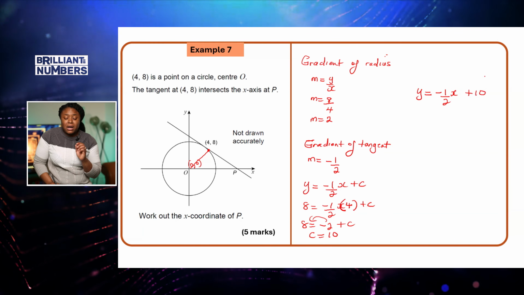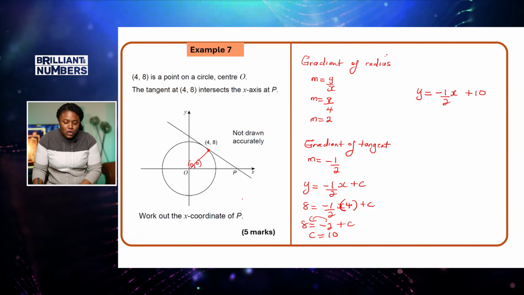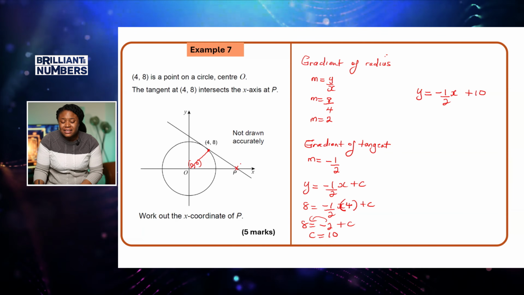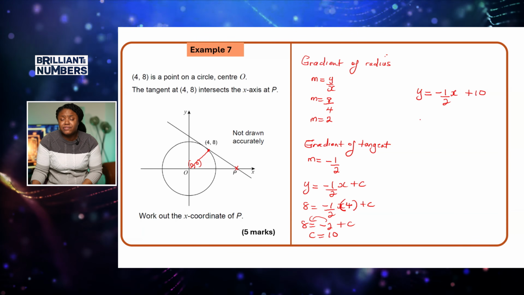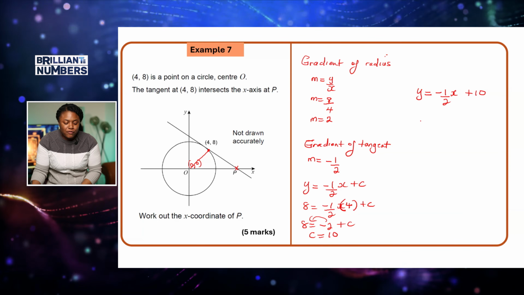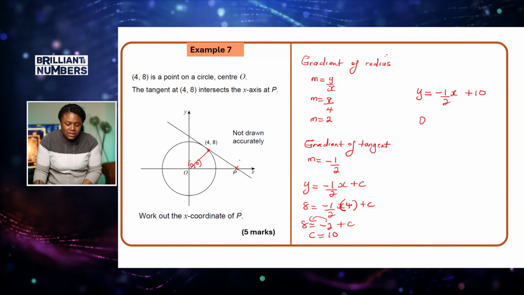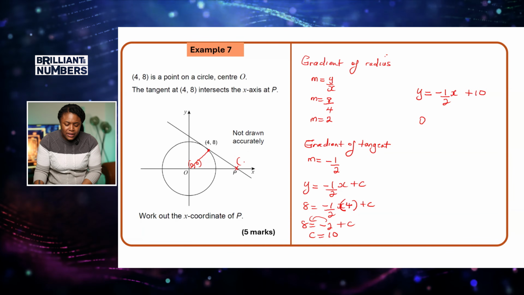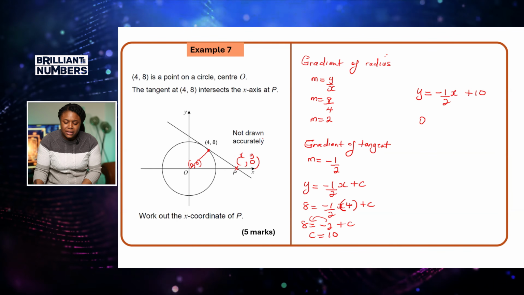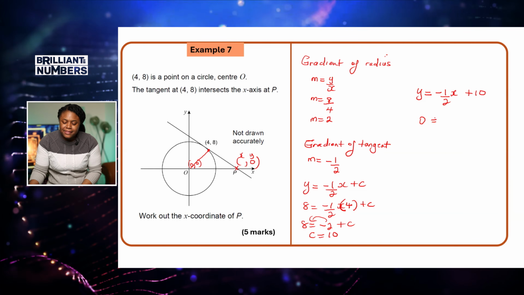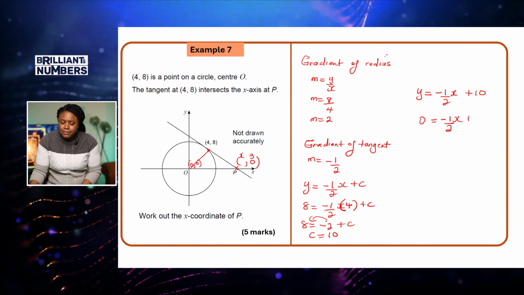So I'm asked now to find the x-coordinate of P. Because I know P is on the x-axis, y will be 0. So all I need to do now is substitute y for 0 and work out the coordinate of P for x. So 0 for y, just going to put this here so you know where this 0 is coming from. I don't know the x coordinate, but I know that y is 0. So I'm after finding x here. I know y is 0, so I'm substituting that here. And that's equal to minus a half of x, which I do not know, so I leave that, plus 10.